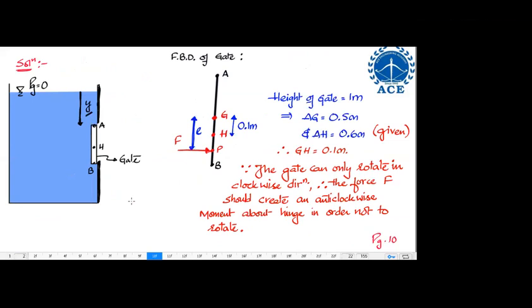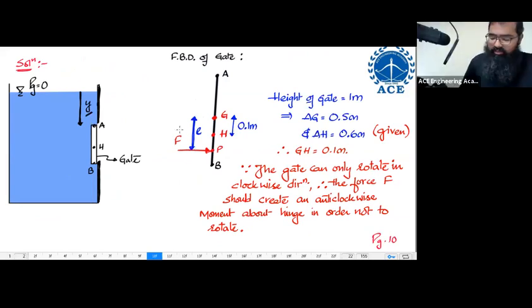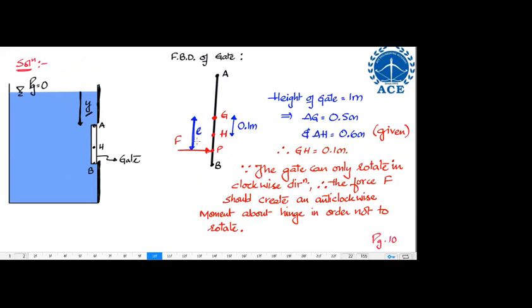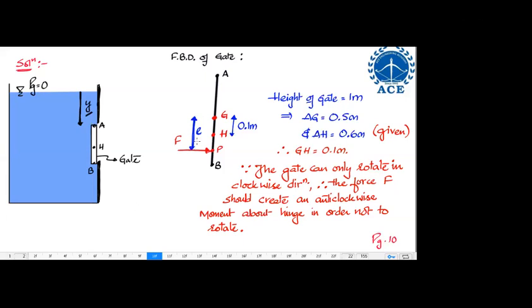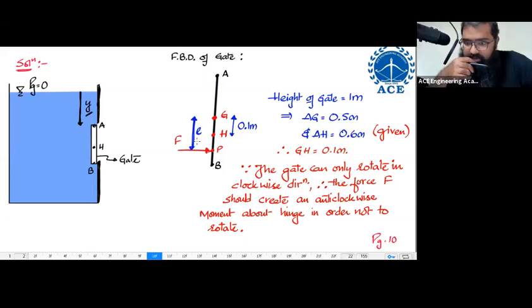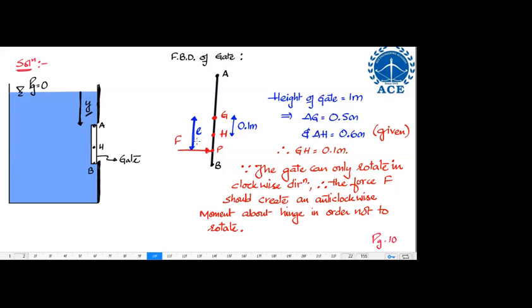Sir, why did we take E greater than or equal to GH in the next slide? Sir, because I have thought the force will be acting at the point P. The moment which will be created by F with the lever arm HP should be the thing which will oppose the gate and it will remain closed.